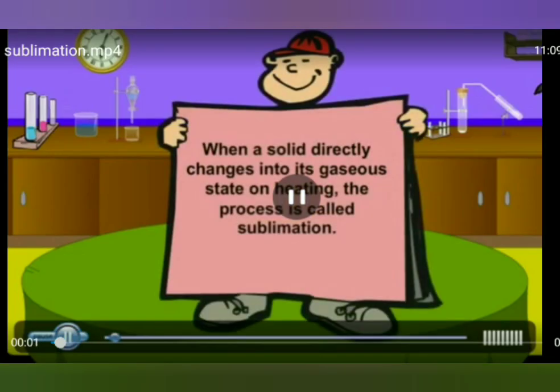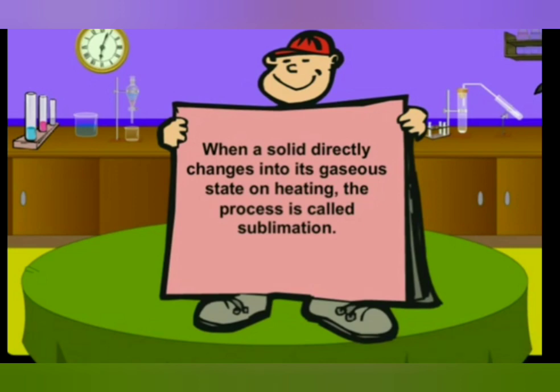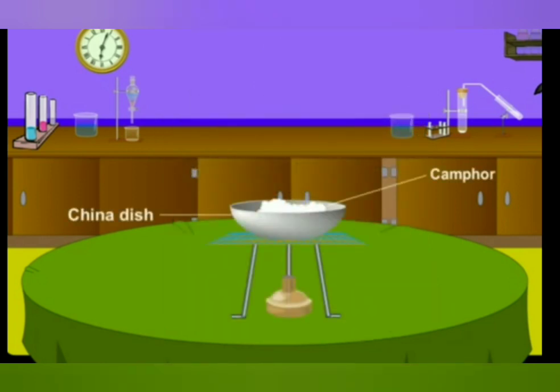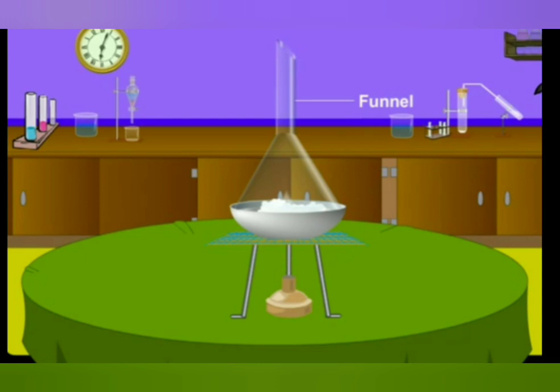When a solid directly changes into its gaseous state on heating, the process is called sublimation. Let's do an activity. Take some camphor in a china dish and place an inverted funnel over it. Now plug the stem of the funnel using some cotton. After this, start heating the dish slowly using a burner. After some time you will notice that upon heating, camphor vaporizes without transforming into its liquid form. Later you will notice that the vapor gets cooled on the walls of the funnel and directly converts into solid camphor.